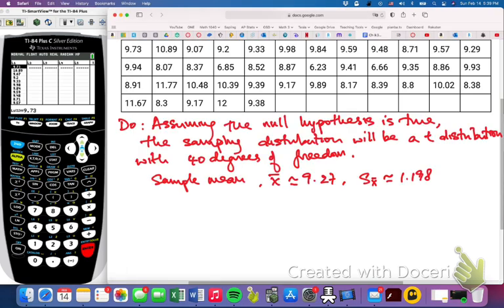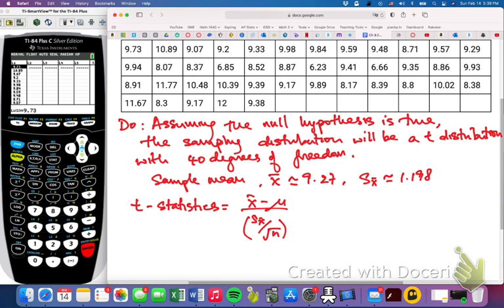So let's resume. The next thing is to calculate the T statistic. To calculate the T statistic, you need X bar minus mu divided by the sample standard deviation divided by root n. T statistic has this formula, which is why I wanted to show you how to manually calculate it. You need to find X bar, the sample mean, and the S of X, which is the standard deviation of the sample.